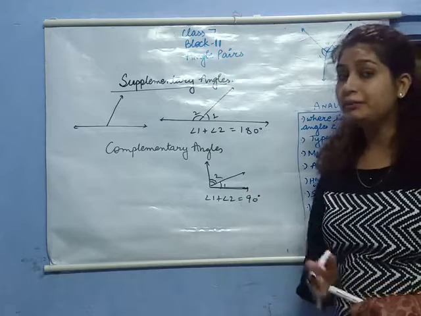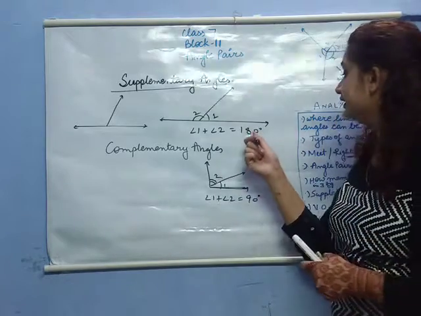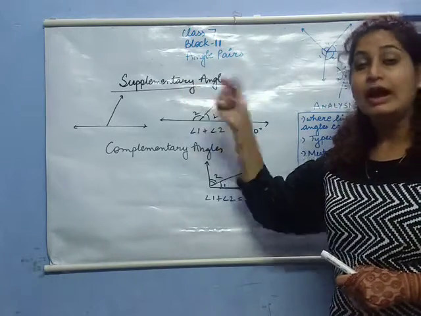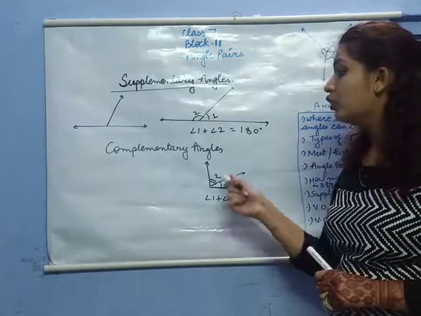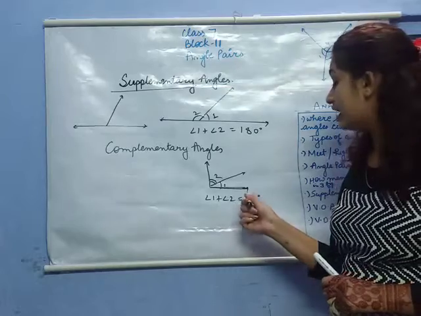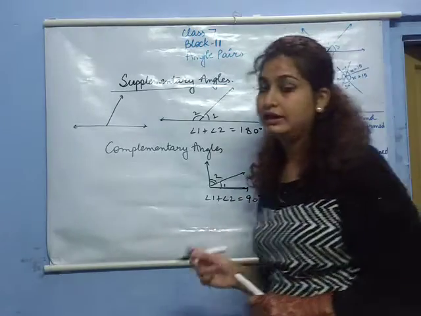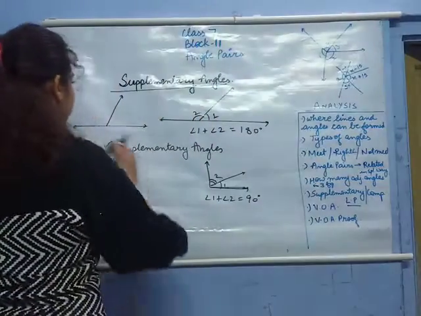So the angle pairs which add up to 180 degrees are called supplementary angles, and all the linear pairs are supplementary angles. Is that clear? Now complementary angles are the angles which add up to 90 degrees.